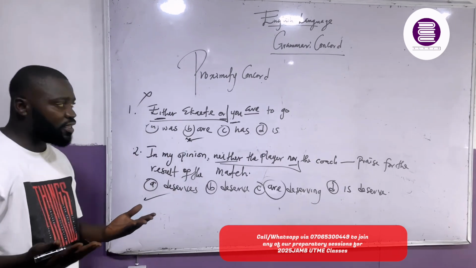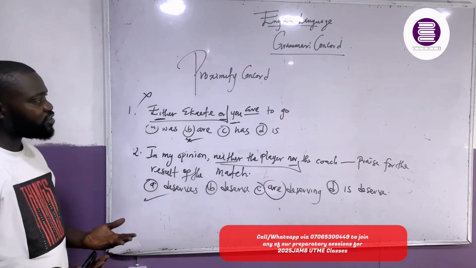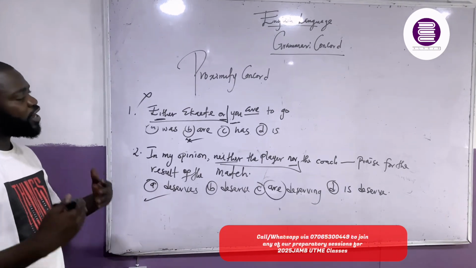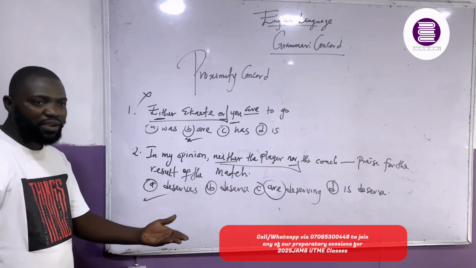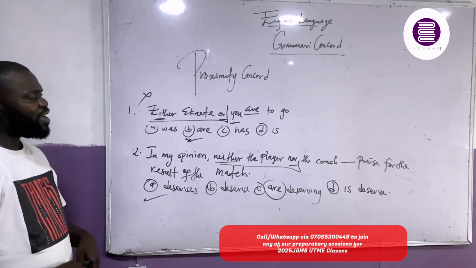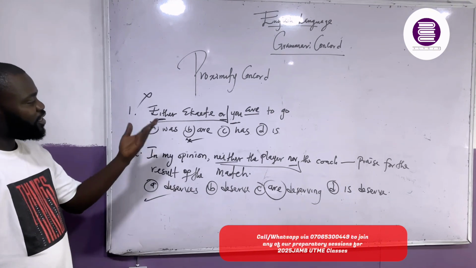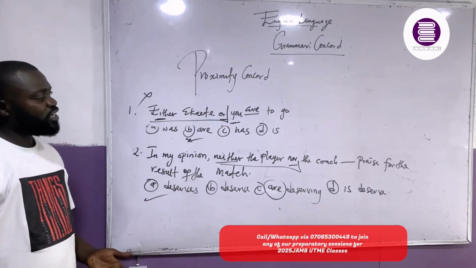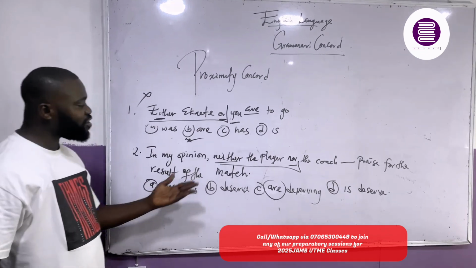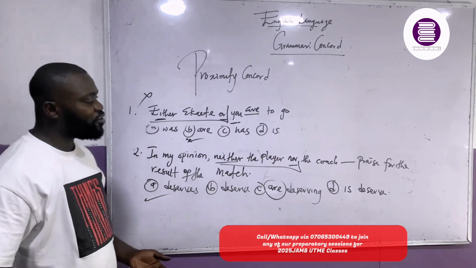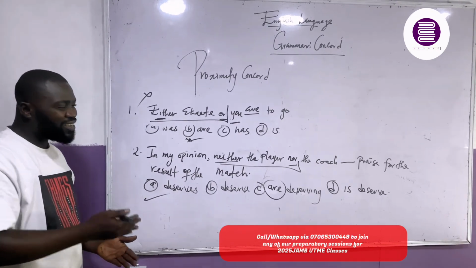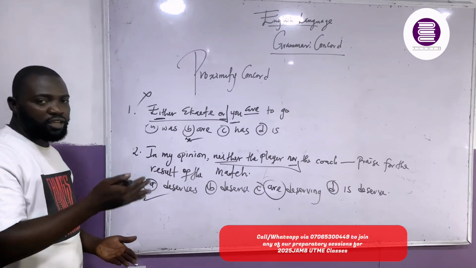Now to summarize everything, a proximity Concord is a concord of nearness, and in proximity Concord, we consider the subject that is nearest to the verb in determining the right verb to be supplied in a sentence. And for you to be able to know that, in the case of either or, it is the subject that comes after or that determines the verb to be used. Or in the case of neither nor, it is the subject that comes after nor that determines the verb to be used, because that is the subject that is nearest to the verb.